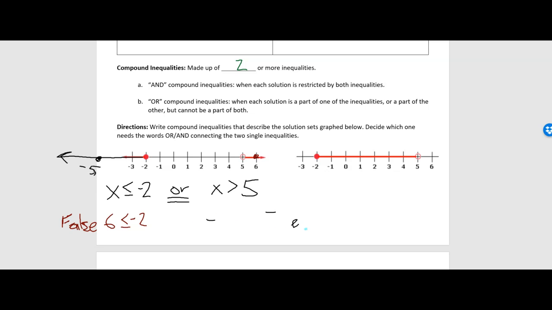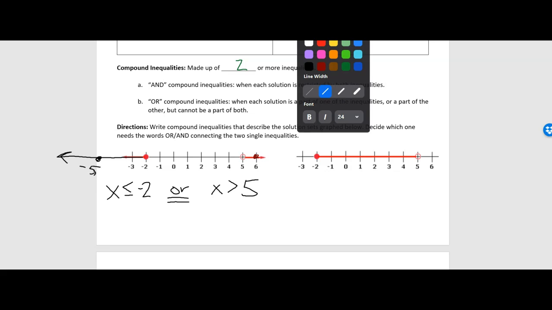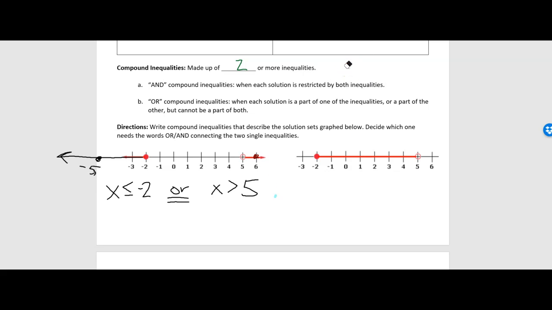Okay, let's look at the second one. So here we have x is greater than or equal to negative 2, and x is less than 5. Again, we have an open point here, so we're going to use just a less than sign, not a less than or equal to.